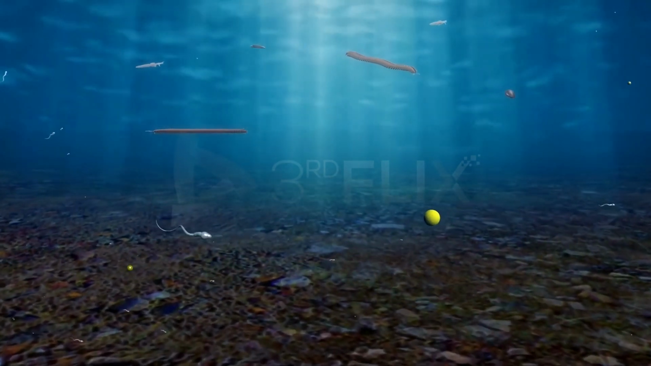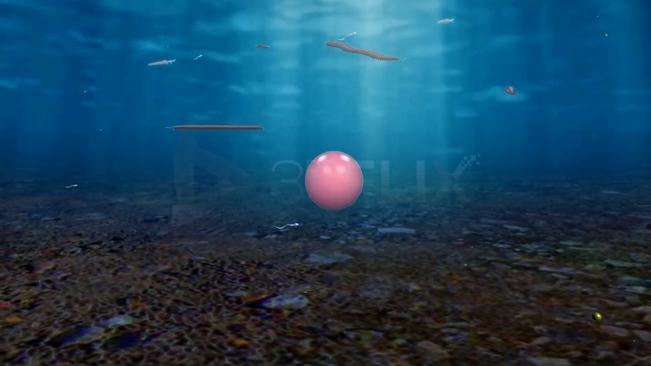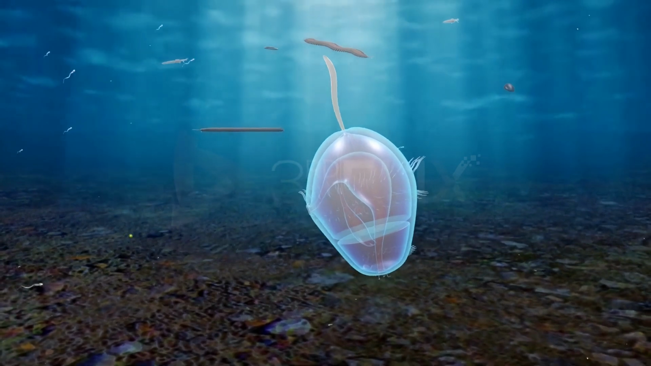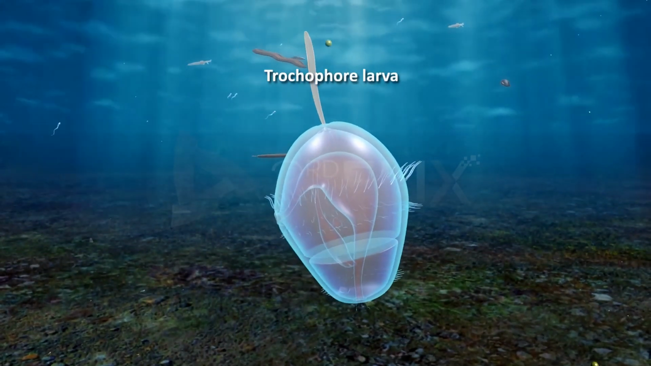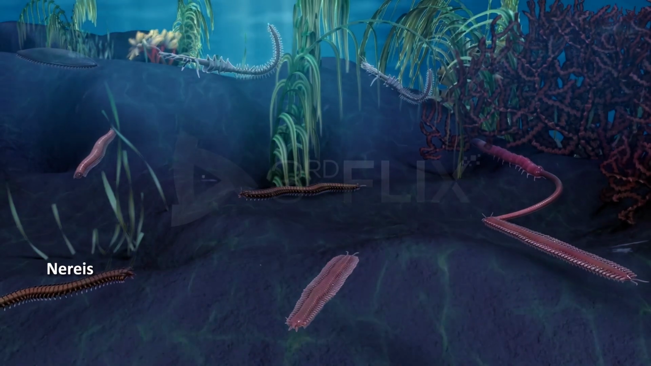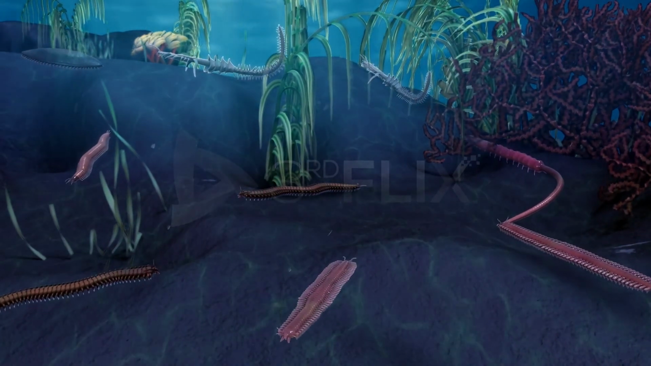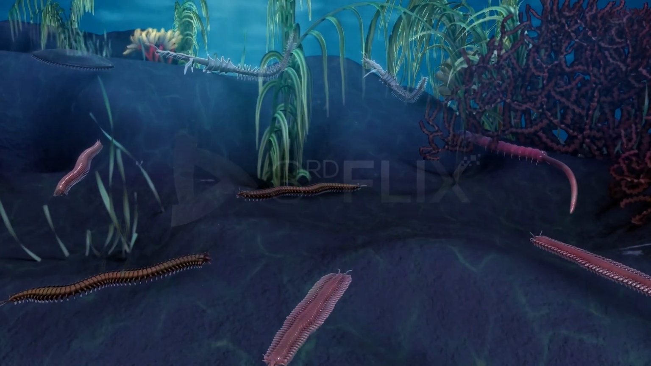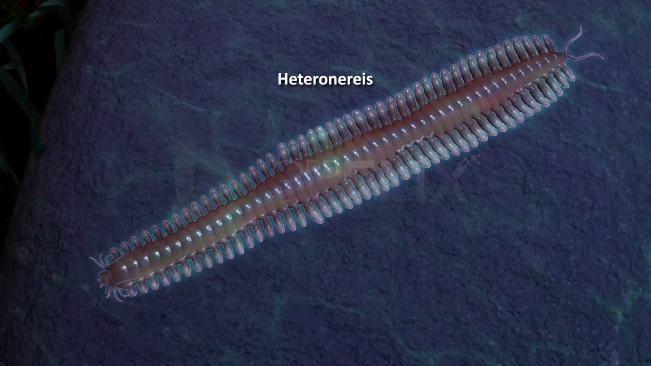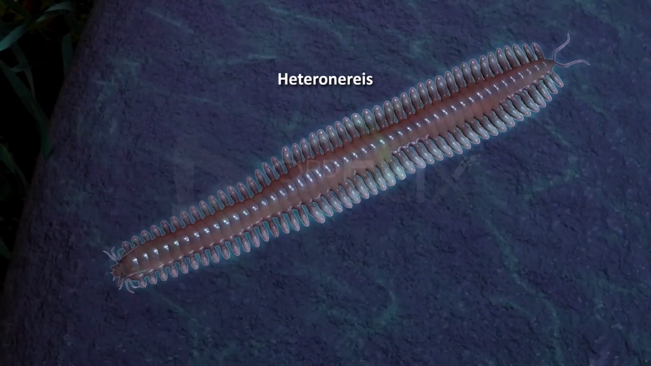Fertilization is external and occurs in water. Development is also external and occurs in water. It is indirect and includes the trochophore larva. Nereis or Neanthes, commonly known as sandworm, clamworm, or ragworm, is an example of Polychaeta. Heteronereis is the sexual form of Nereis.